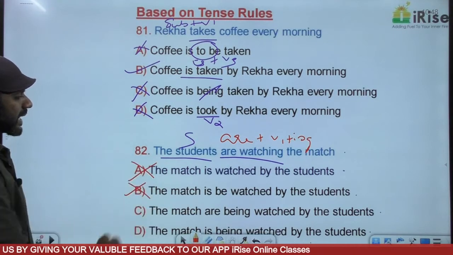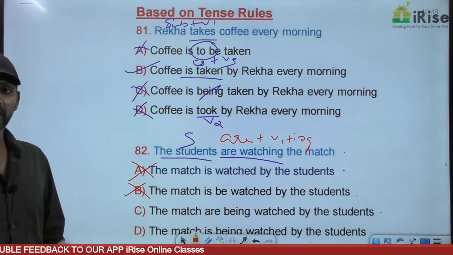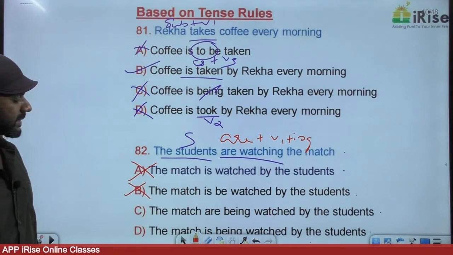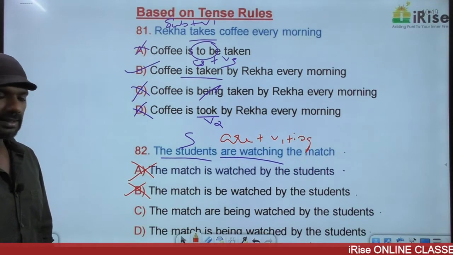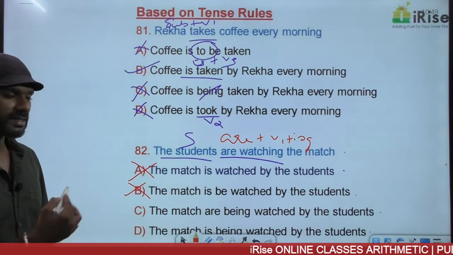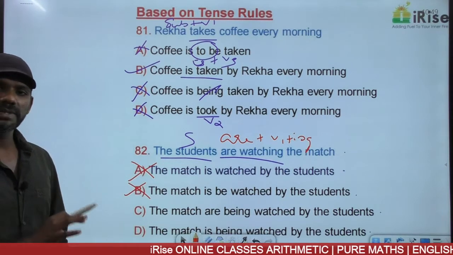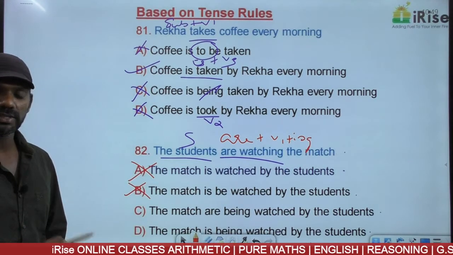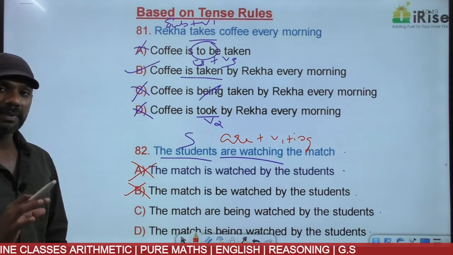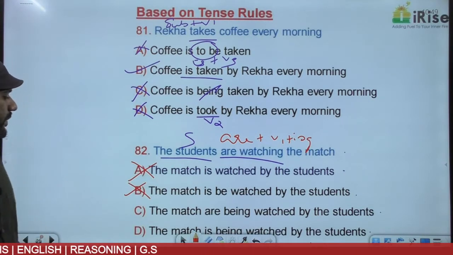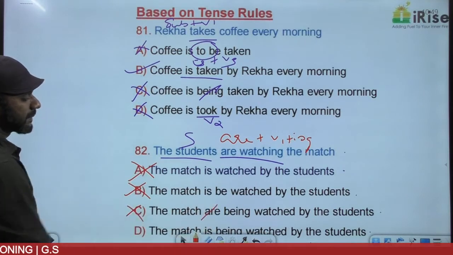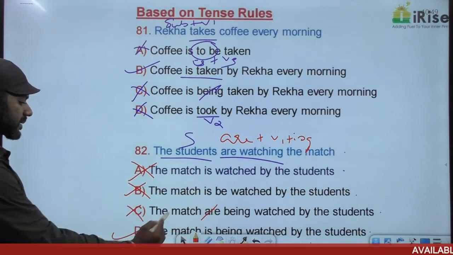Based on that, A and B are eliminated because in A and B we don't have being. C says the match are being watched by the students. D says the match is being watched by the students. The object here is match, the match. In the passive voice, the verb depends on the object. The object here is the match, singular. The verb must also be singular. Based on that, C is eliminated because C says are, plural. The answer must be D.